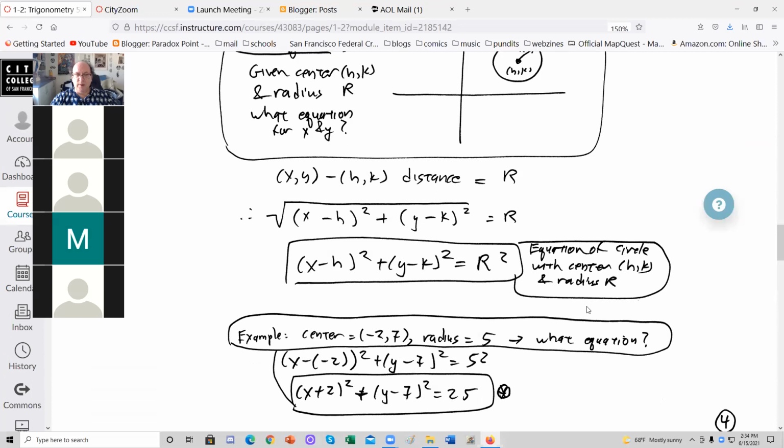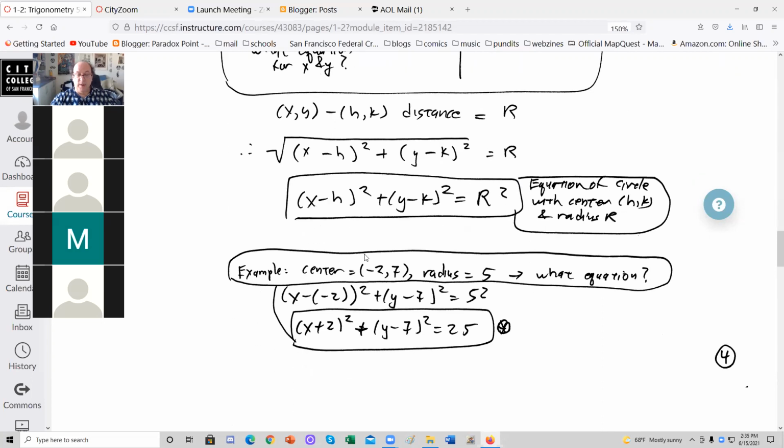Now, usually what we do is we get rid of the square root because it's an annoying sign, and just write it this way: (x minus h) squared plus (y minus k) squared equals r squared. This is the equation of a circle with center (h, k) and radius r. So for example, say the center is (-2, 7) and the radius is 5. What's the equation? Well, (x minus -2) squared plus (y minus 7) squared equals 5 squared.